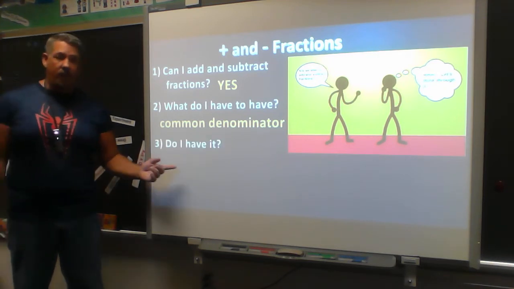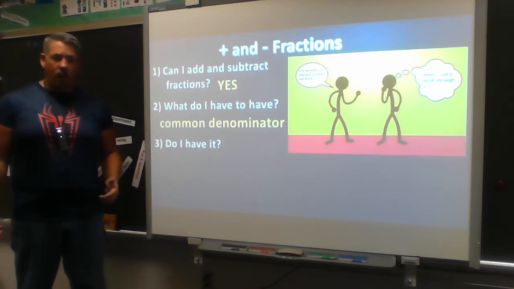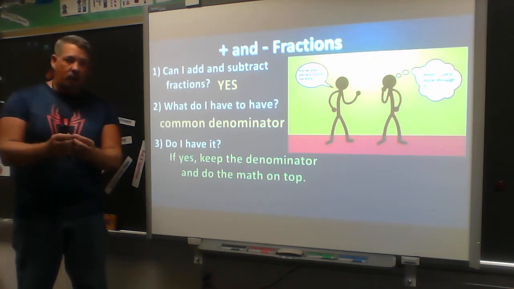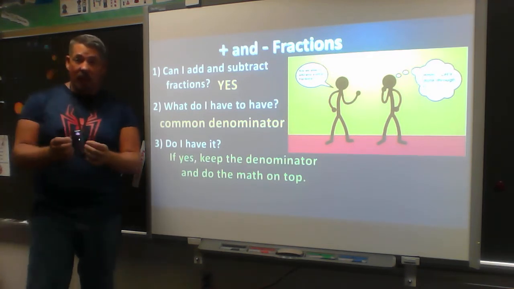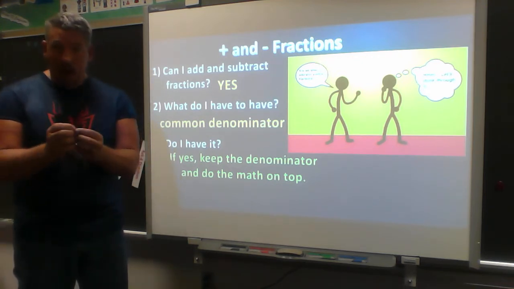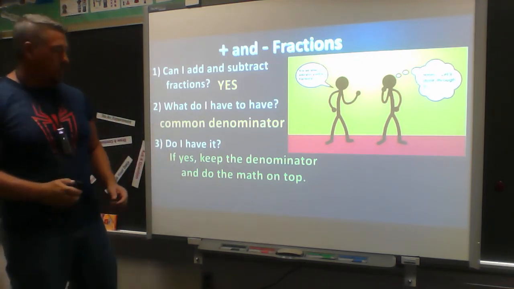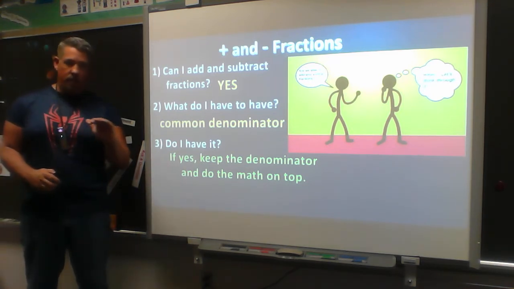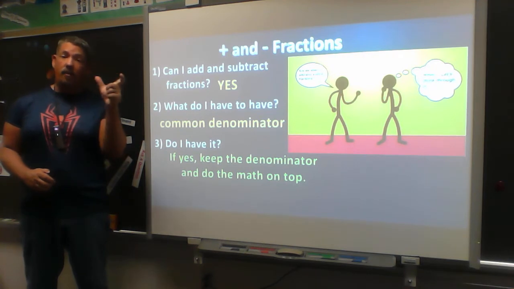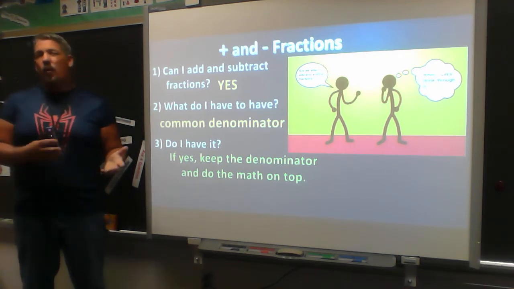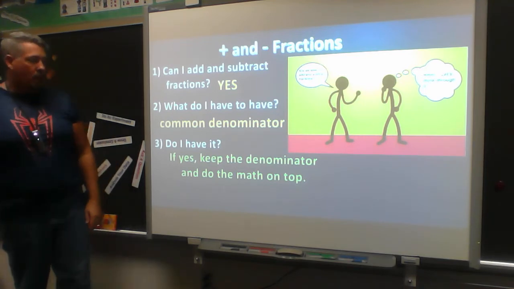Now, if I have it, if they're being nice to you, and you say, yes, I have a common denominator, then you keep that denominator. This is important. There's a lot of people get confused and they add everything. I can't. I have to keep my denominator. Then I do the math with the numerators and only the numerators. If it's adding, I add the 2 numerators. If it's subtracting, I subtract the 2 numerators. Then I always see if I can reduce my fraction as my answer.